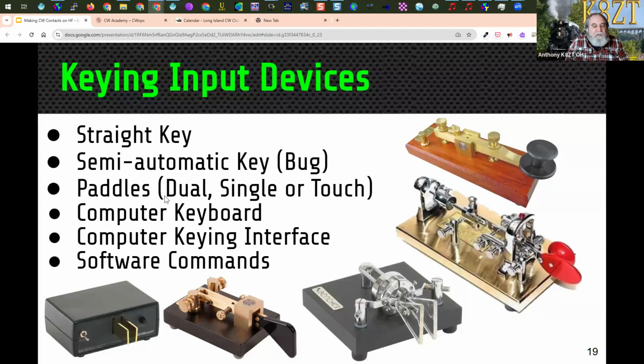That's a fine definition, but let's just stick with the fact that we're going to call them paddles. And there are really three types of paddles. Dual paddles, where you use one paddle, when you press it, it sends a dah. When you press the other paddle, it sends a dit.